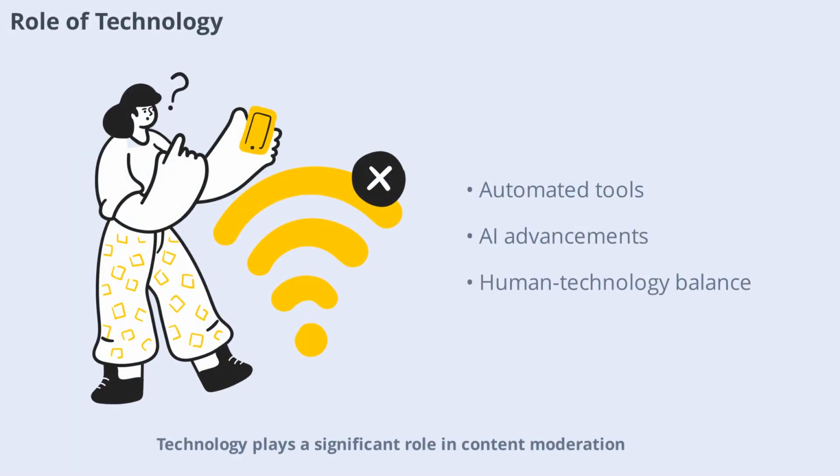Technology plays a significant role in content moderation, from automated filters to advanced AI systems. These tools help scale moderation efforts and improve efficiency. However, technology is not a complete solution and must be complemented by human judgment. Ongoing investment in technological innovation is necessary to keep up with evolving challenges.